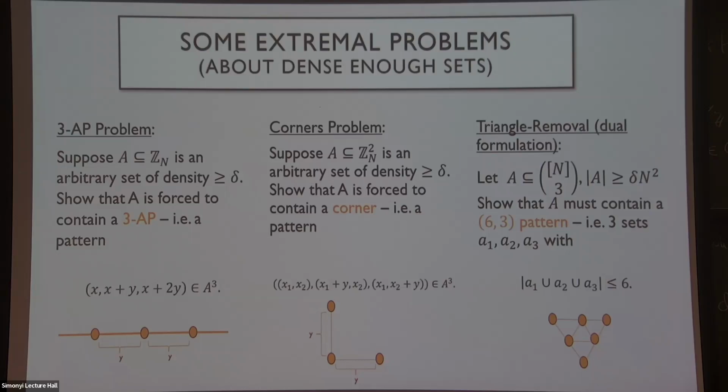I think it's not immediately obvious, but these problems are actually increasing in difficulty. With some engineering, you can show that bounds for one imply bounds for the other, arranged left to right. So for example, a lower bound on this 3AP problem also gives you a lower bound on these other two problems.